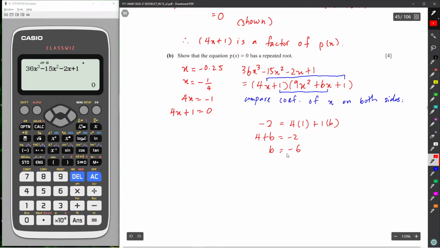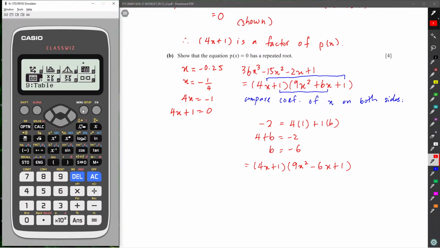Let's sub this value back into my expression here. So let's continue from there. 4x plus 1, I have 9x squared minus 6x plus 1. Okay, so back to this question. The question asks us to show that the equation p(x) equals 0 has a repeated root, isn't it? So let's see whether I can factorize this part. Again, we can use our calculator to help us on this. Put in the coefficients.